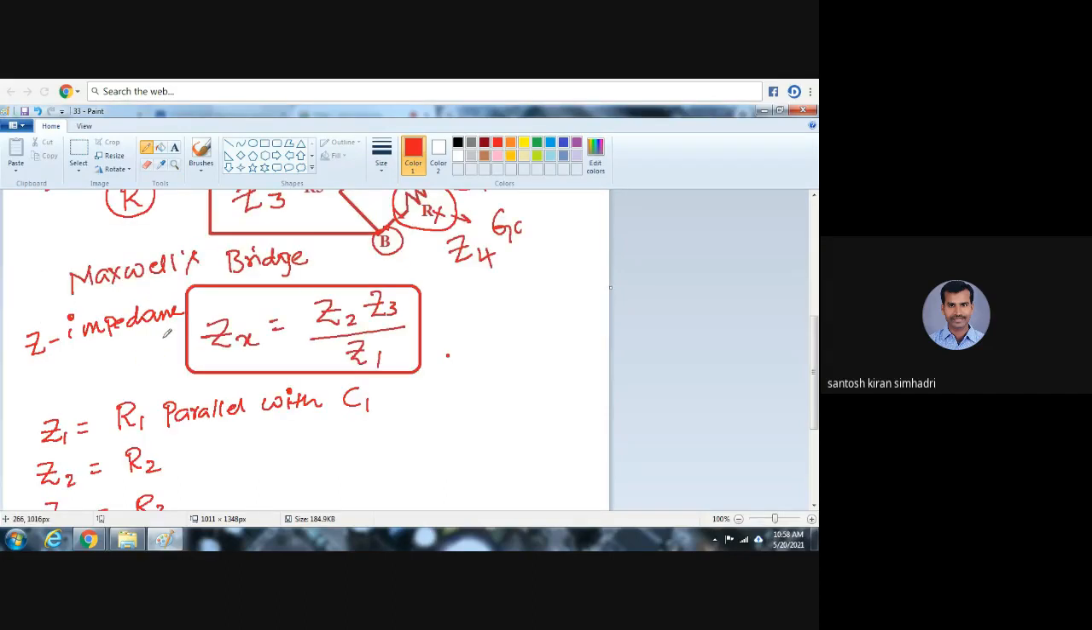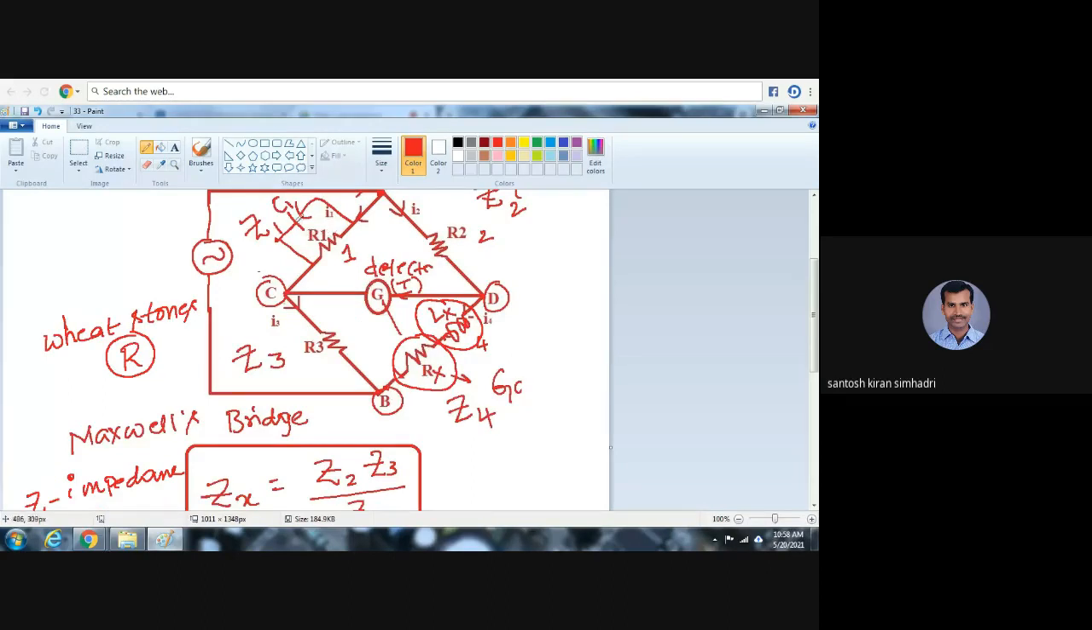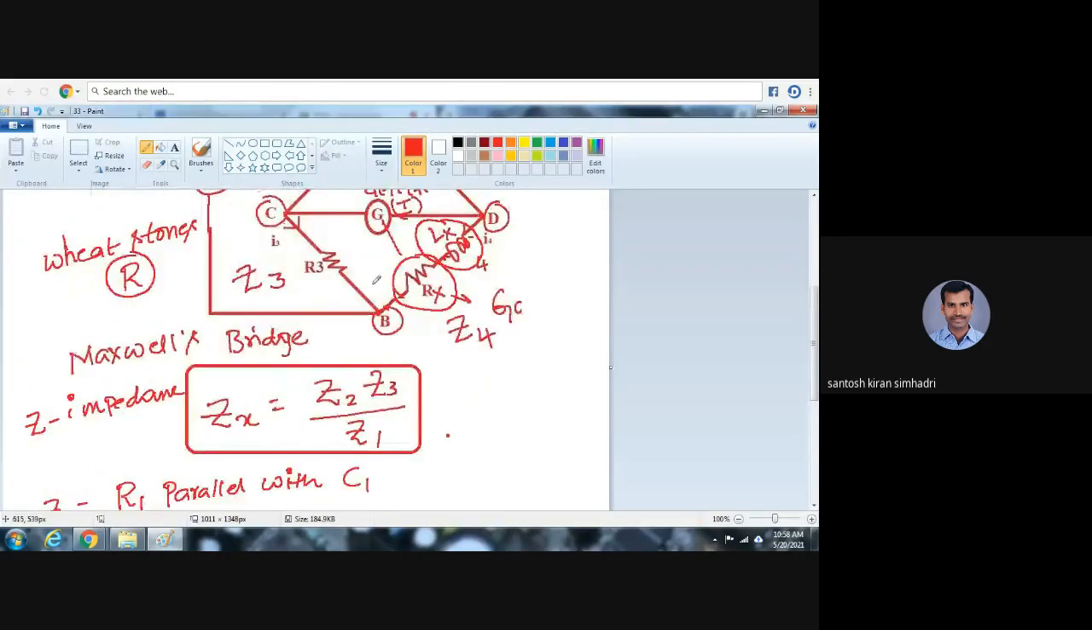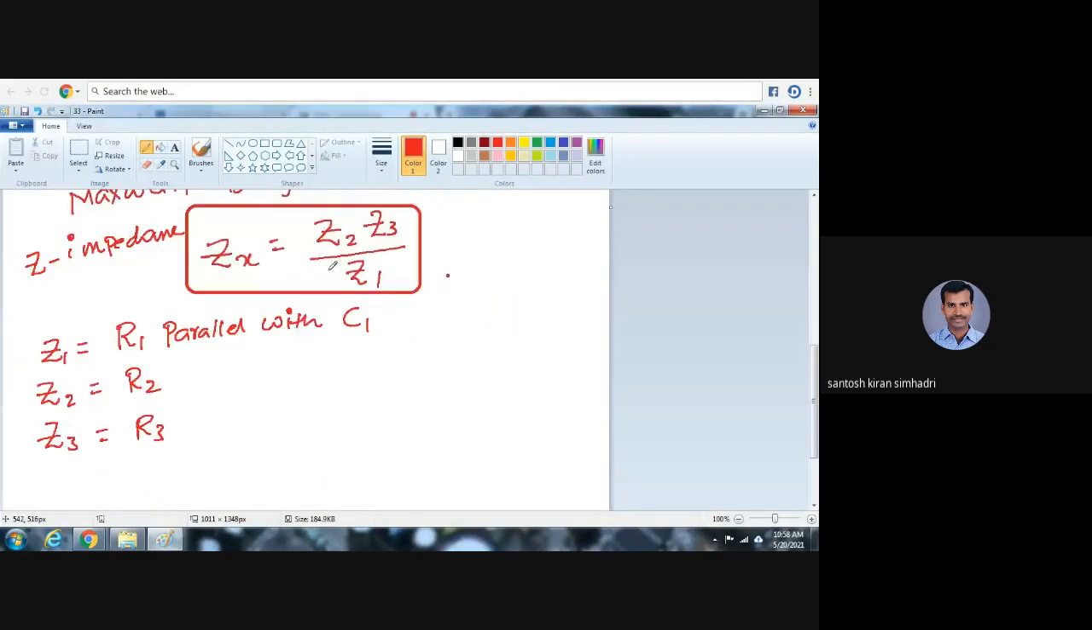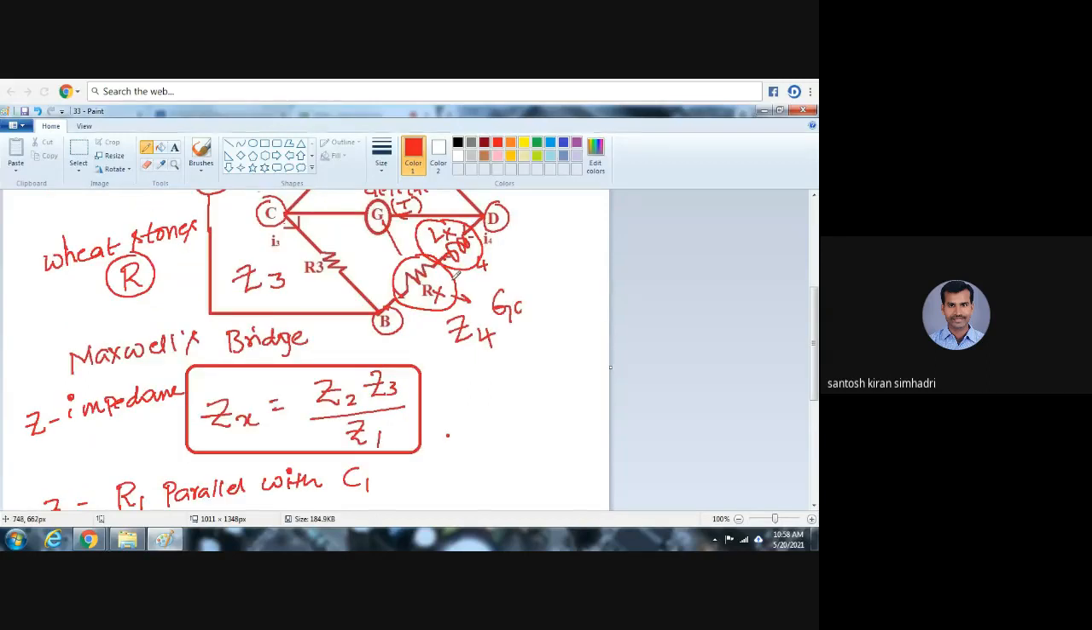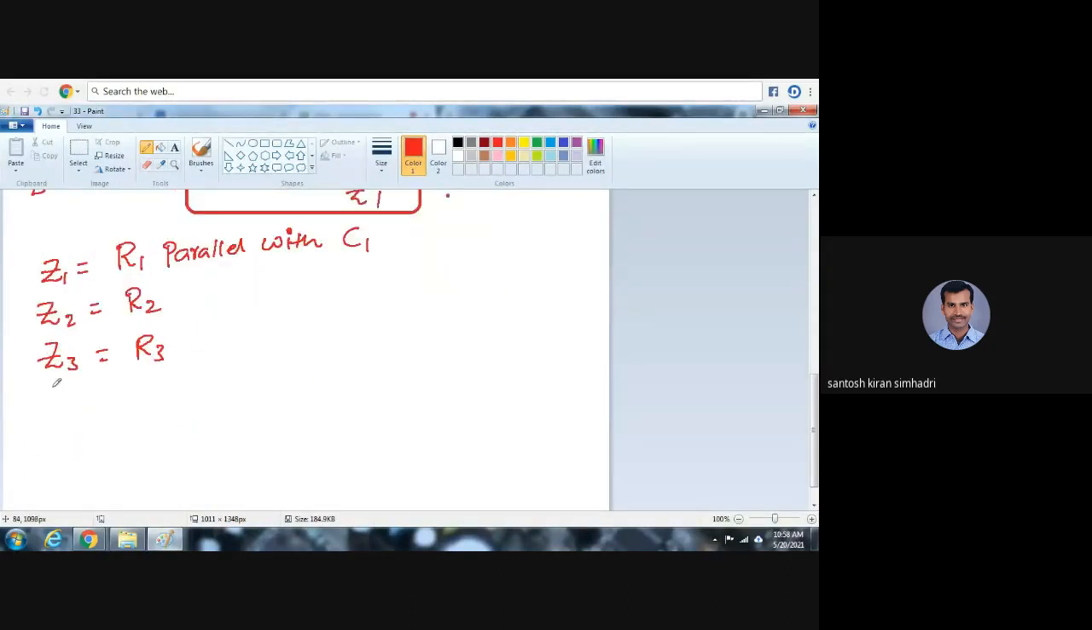See here: Z1 is R1 parallel to C1, Z2 is denoted with R2, Z3 is denoted with R3. Now, what about Z4? Z4 is Rx in series with the inductance Lx.